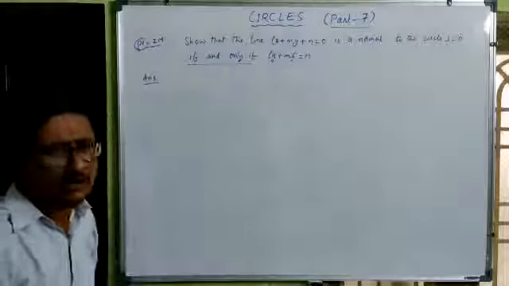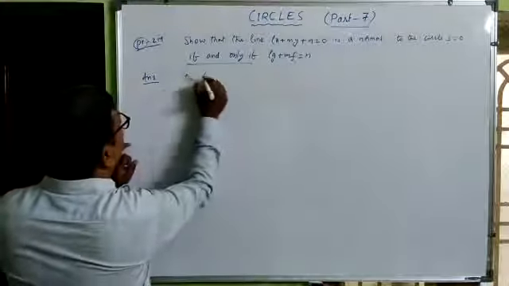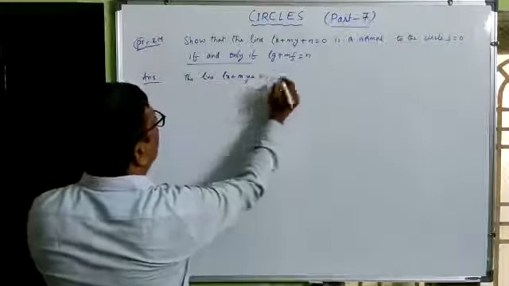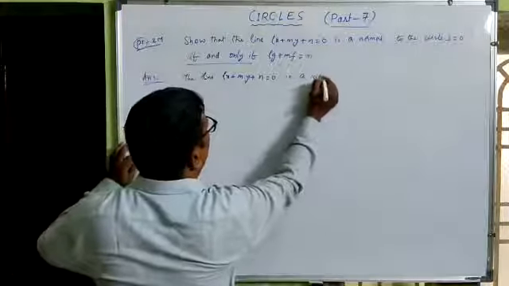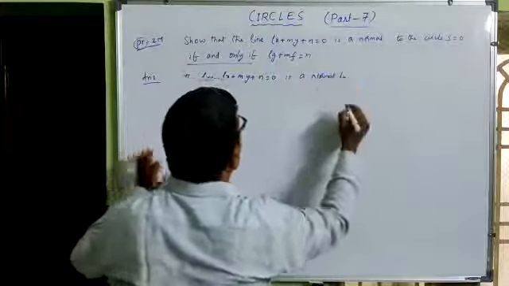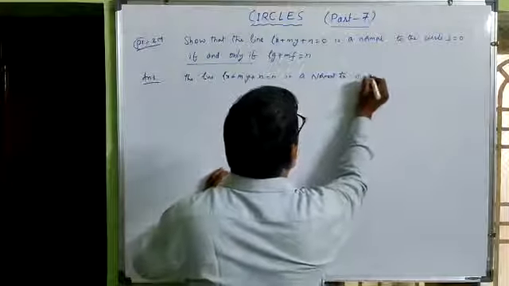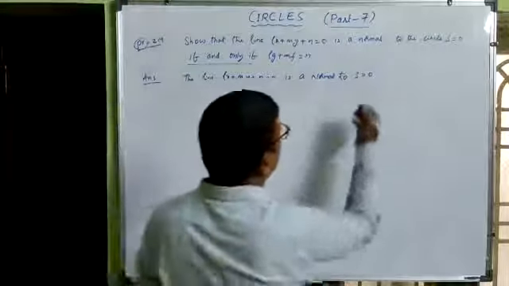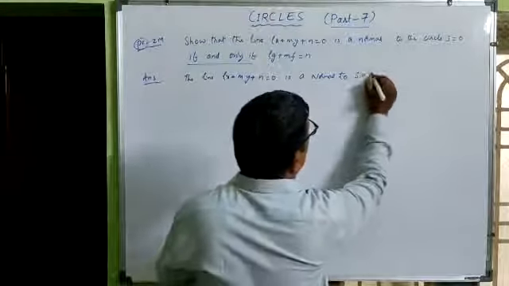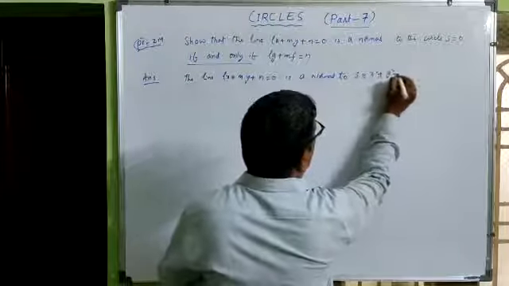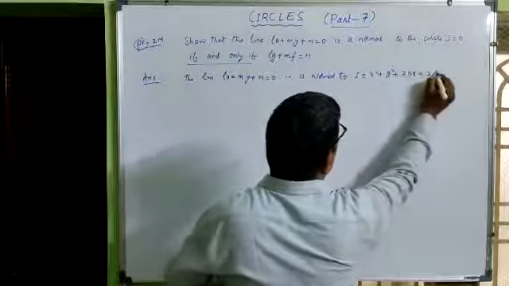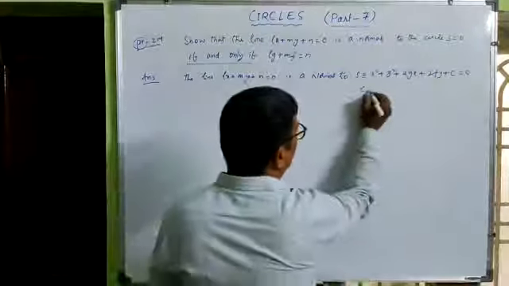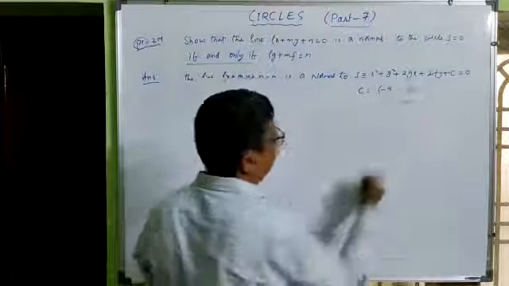This line is a normal. So what is given? The line Lx + My + N = 0 is a normal to the circle S = 0. What is the equation of circle? S is nothing but x² + y² + 2gx + 2fy + c = 0. So what is the center of the circle? Center is (-g, -f).